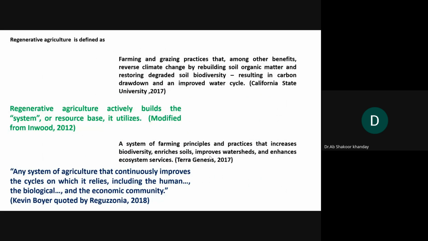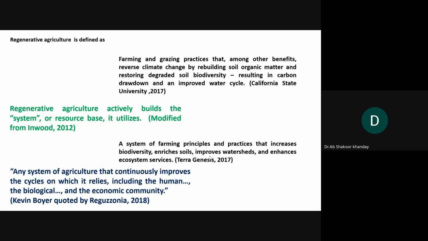So these are the problems which I have highlighted. In addition to them, there are so many other problems, and for all those problems there is a solution in the form of regenerative agriculture. It is a need of our times, and it has been defined differently by different schools of thought and different scientists. A few of them I'm elaborating here.